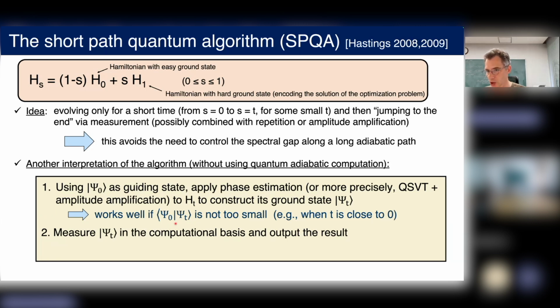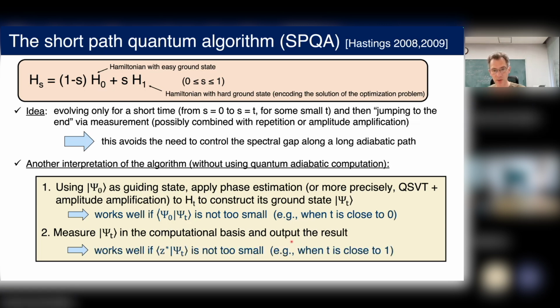The first step: you apply phase estimation using as guiding state psi 0, which we know. And the second step, we measure psi t in the computational basis and simply output the result. This corresponds to the jumping to the end part of the description I gave in the first part of the slide. And this will work well if this inner product is not too small, so for example when t is close to 1. If t is equal to 1, then this inner product will be 1, because the ground state of H1 is precisely the optimal assignment, Z star.